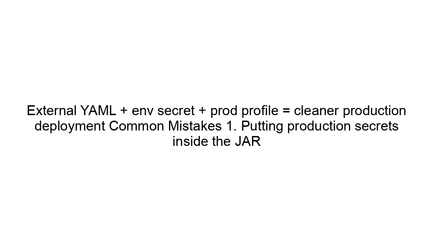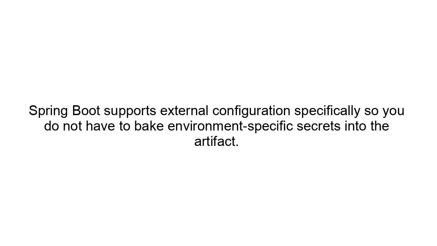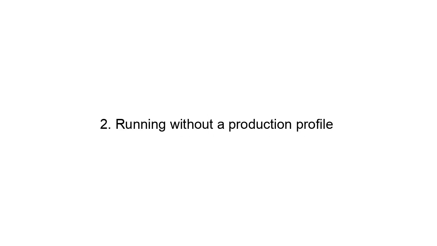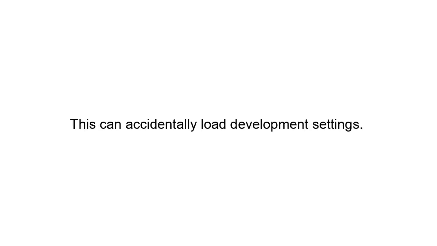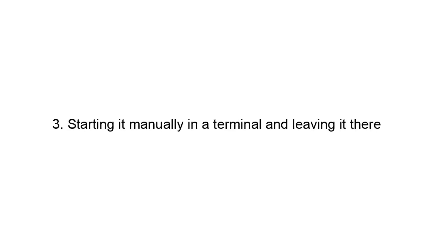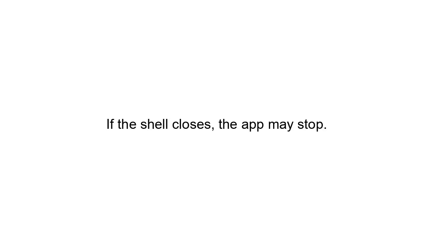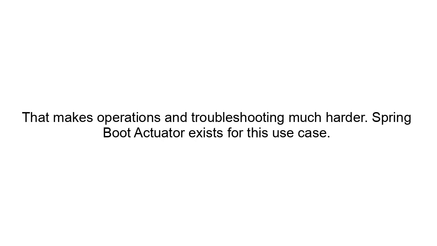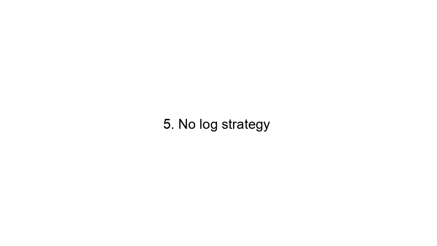Common mistakes. 1. Putting production secrets inside the jar. Spring Boot supports external configuration specifically so you do not have to bake environment-specific secrets into the artifact. 2. Running without a production profile. This can accidentally load development settings. 3. Starting it manually in a terminal and leaving it there. If the shell closes, the app may stop. 4. No health or monitoring endpoints. That makes operations and troubleshooting much harder. Spring Boot Actuator exists for this use case.